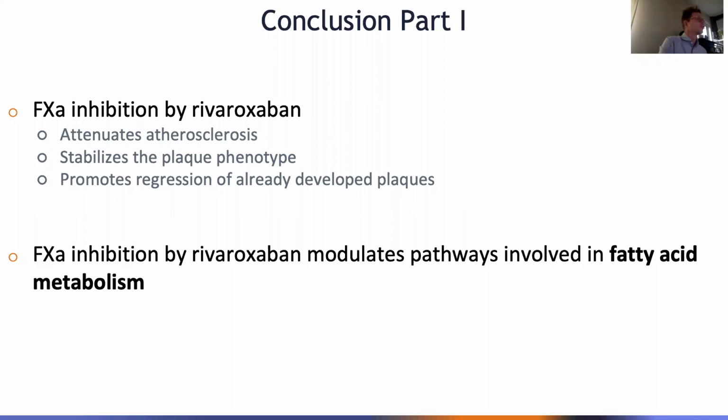Okay, so to wrap the first part up, I showed you that, but also others were able to attenuate atherosclerosis in mice treated with rivaroxaban. It even stabilized the plaque, and it also decreased inflammation in the hands of our colleagues. In our hands, it even seemed to promote regression of already developed plaques. And even more interestingly, rivaroxaban seems to modulate pathways that are involved in fatty acid metabolism.